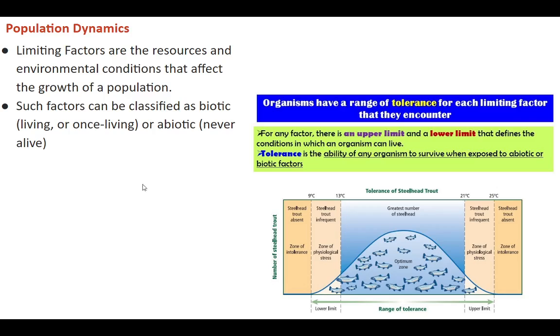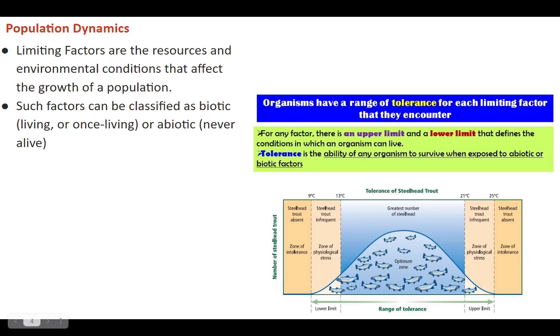Okay, and in fact, that leads us to another thing that we want to talk about, what's called ranges of tolerance. For every limiting factor, there's a range of tolerance. Sometimes it's a very broad range, and sometimes it's a very narrow range. This, for example, would be the temperature for steelhead trout in some type of a lake somewhere. It doesn't matter.